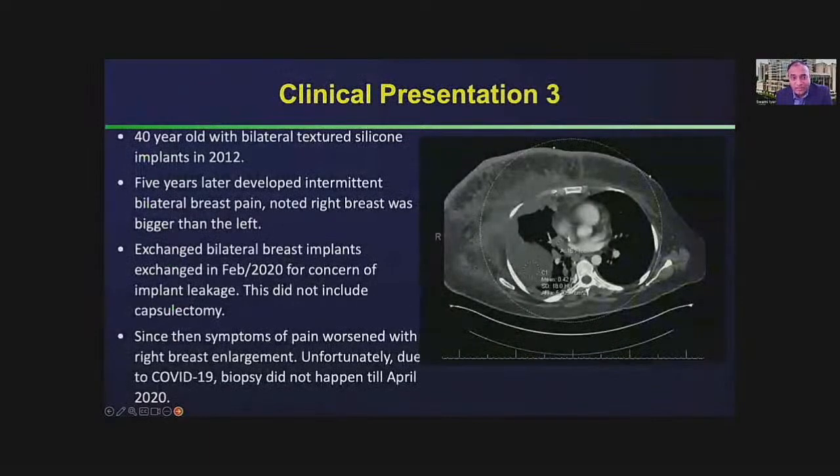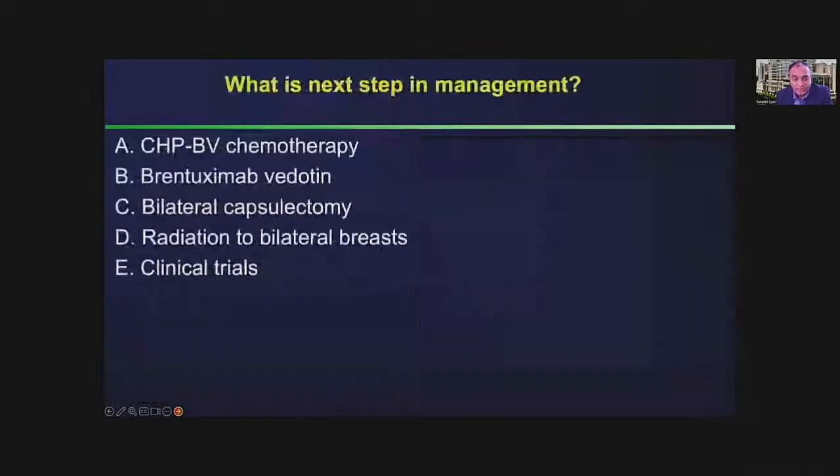What about the role of novel agents? This is another example, a last example, of a 40-year-old with bilateral textured silicone implants. In 2012, 5 years later, developed intermittent bilateral breast pain, noted right breast was bigger than the left, and exchanged the bilateral breast implants in 2020 for concern of implant leakage. This did not include a capsulectomy. Since then, symptoms of pain worsened, with right breast enlargement. Unfortunately, due to COVID, the biopsy did not happen until April 2020.